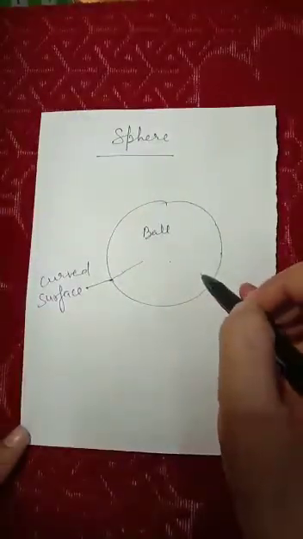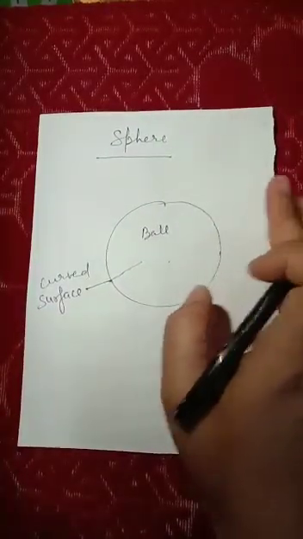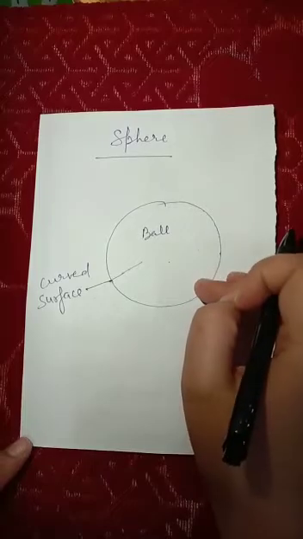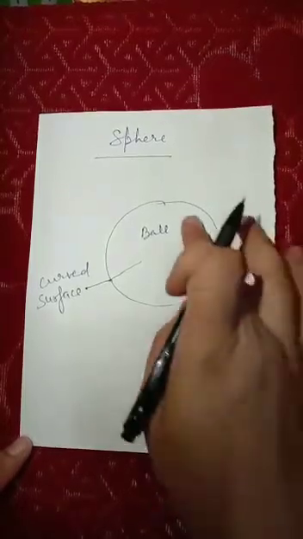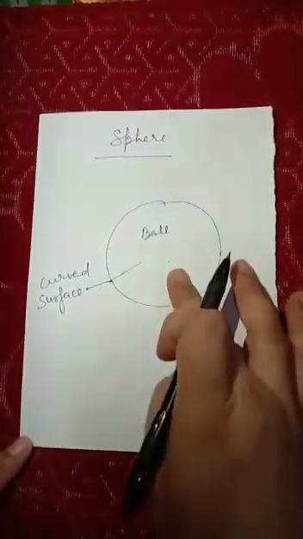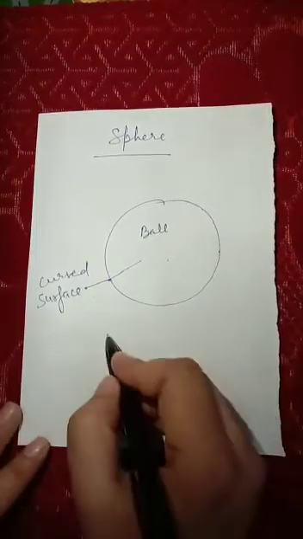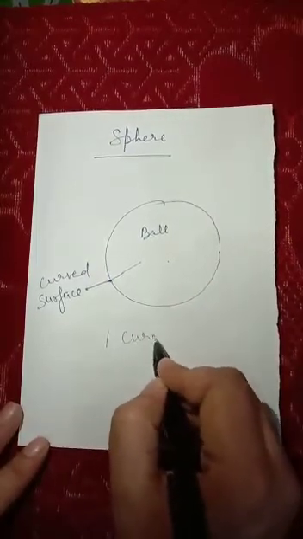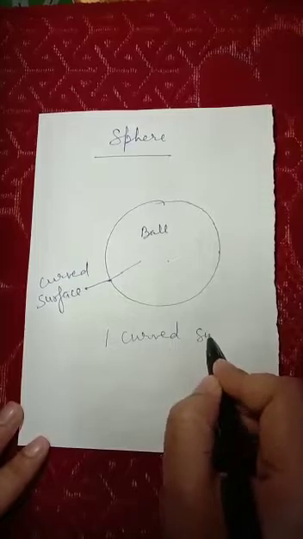Now see what is in my hand. Would you like to play with me? Okay, so this is a ball. And what is the shape of this ball? It is sphere in shape. This is a sphere, and a ball is the best example to explain a sphere. And it has only one curved surface. So a sphere has one curved surface.